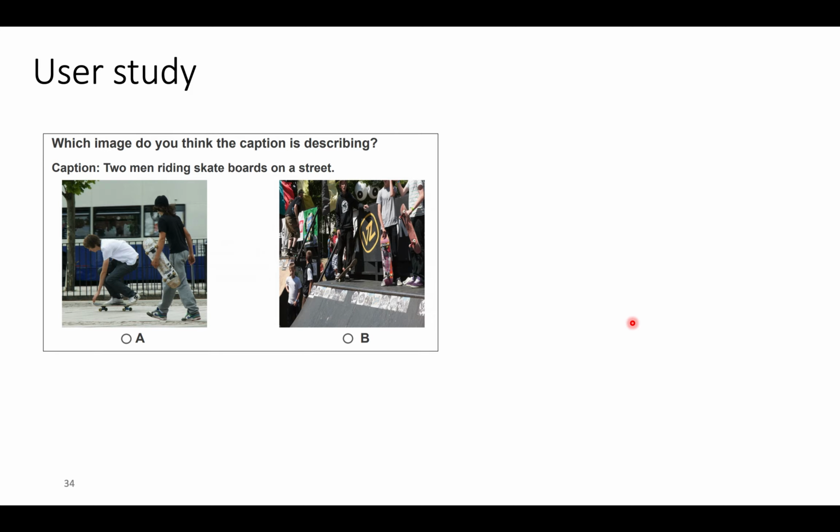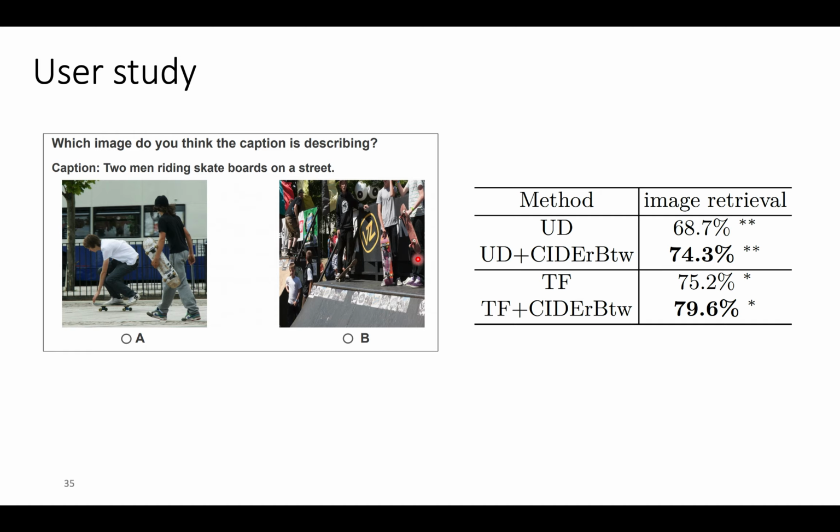We also perform user study to see if our captions are more distinctive to human. This is the interface of the user study, where we display a caption, the image that generates the caption, and a similar image. Then we ask the user to choose the image that they think the caption is describing. The retrieval accuracy of models trained with or without CIDEr between weight is shown in this table. The captions from our model help humans to perform better in image retrieval game, which indicates that our model is able to generate more distinctive captions.